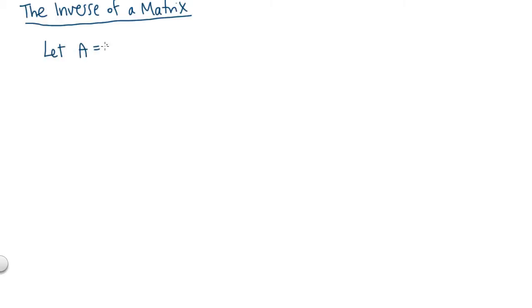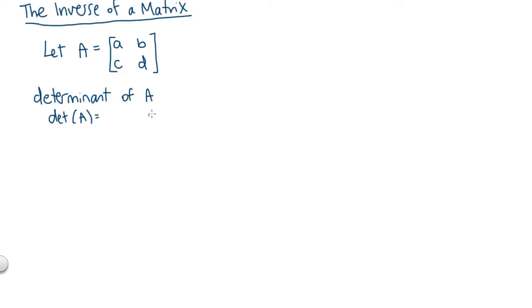In this video, we're going to look at the inverse of a matrix. So let's take a 2 by 2 matrix A, 2 rows, 2 columns, and let's label its elements A, B, C, D. The determinant of A, which we write in symbols, just det A for determinant of A, is a number that comes from this matrix.